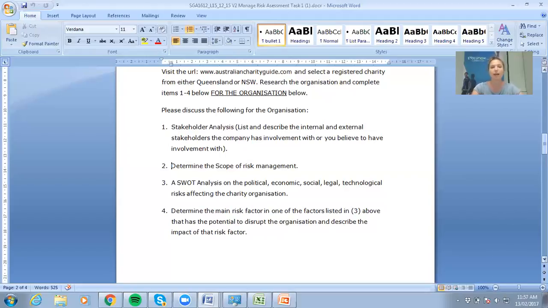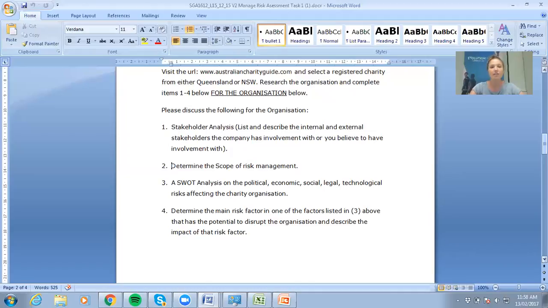The next question here is to determine the scope of the risk management. So this is where you're going to think about, are there any procedures or what's important or included in this organisation that you would identify as a potential risk to the organisation?